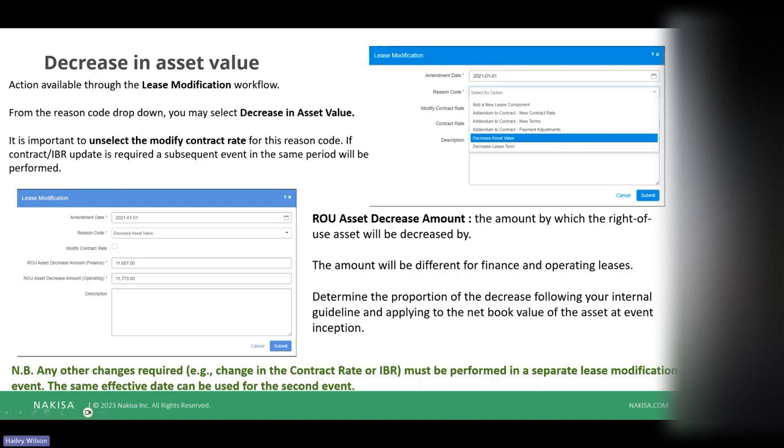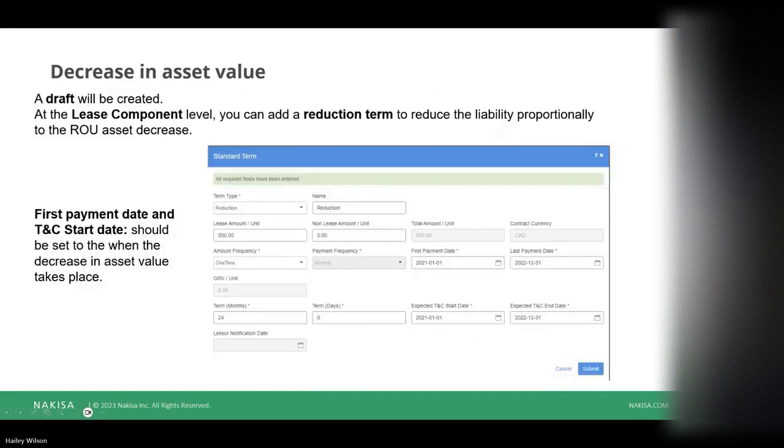There's also a description field where you can add a description to this lease modification. This is optional. Once you are satisfied with the information you have entered, you can click submit and a draft will be created. The information we just entered is affecting the asset side. So now we need to go and reduce the liability side proportionately.